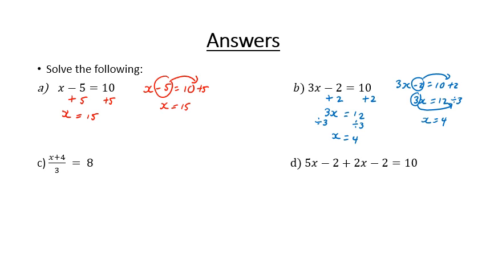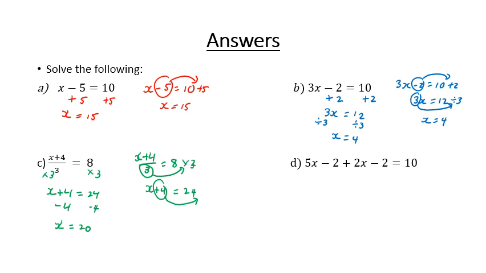For question C, you could multiply both sides by 3, and then you'd end up with x plus 4 equals 24. Then you would take 4 from both sides, and you would end up with x equals 20. Or you could move the 3 across, and it would become times by 3, so the inverse. You could move the plus 4 across, which would become minus 4, and you would get x equals 20.